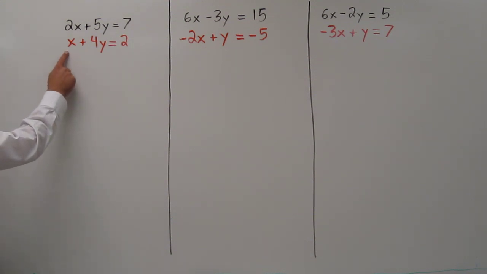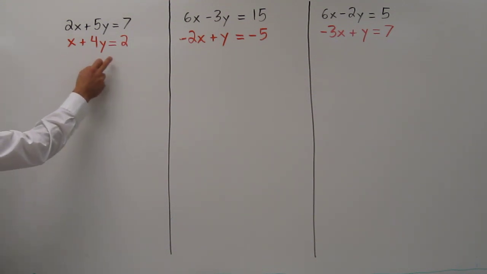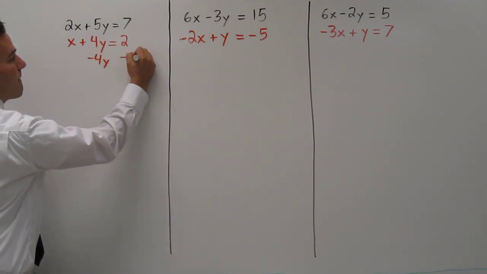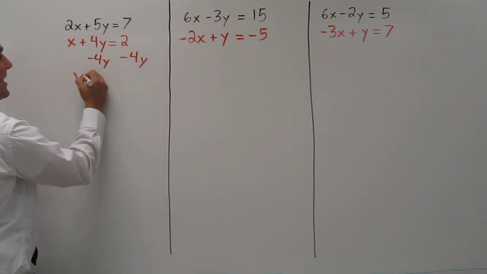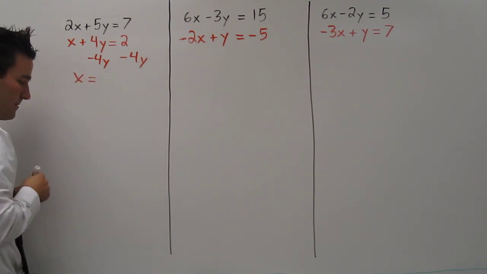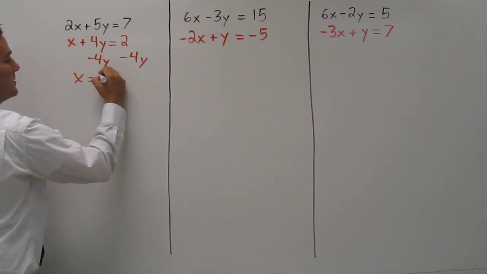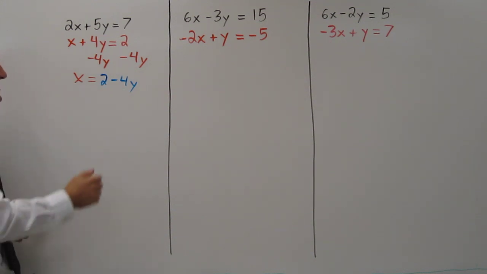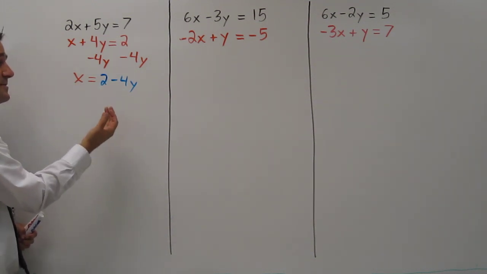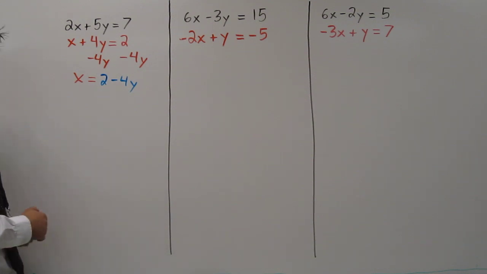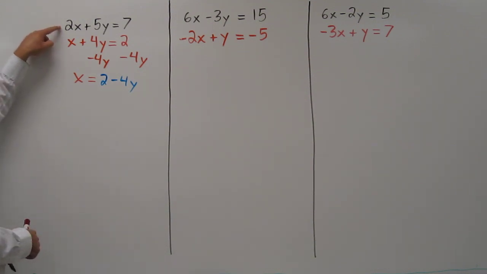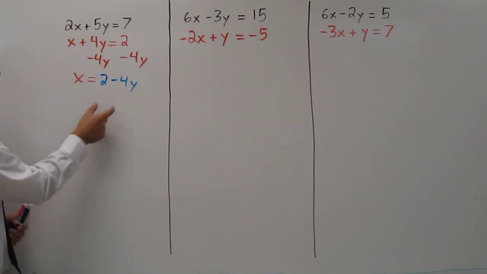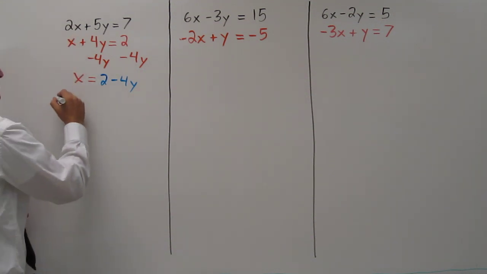Let's start by looking at the red equation. I see that if I subtract 4y from both sides, I'm left with x equals 2 minus 4y. What that means is anywhere I see x, I can now substitute in 2 minus 4y. Let's do that in the first equation, the black equation. Instead of writing x, I'm going to write 2 minus 4y.